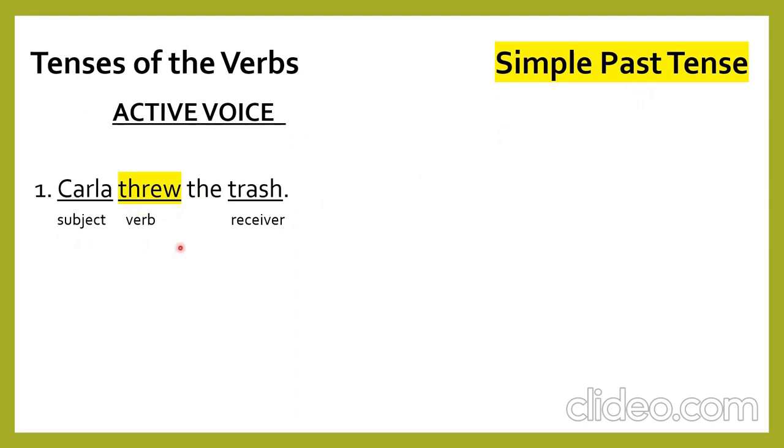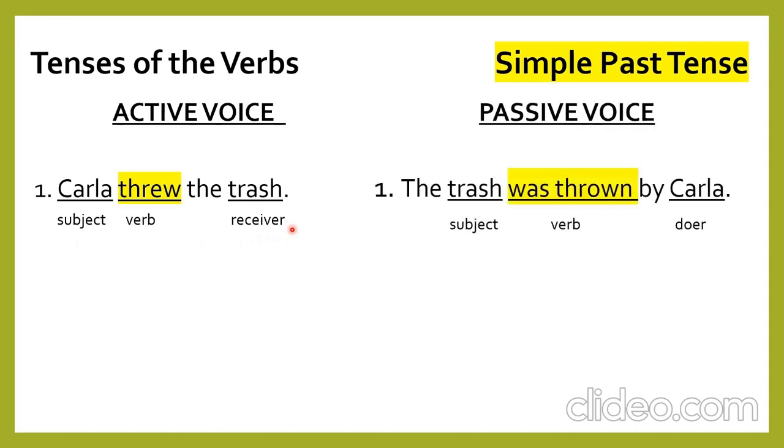And how are we going to convert it to passive voice? Look at this example. Carla will become the doer in the passive voice. And then the verb in past tense will become a past tense with auxiliary verb too. Since this is past tense, then the auxiliary verb has to be in past tense also, was. Why did we use was? Because the subject is singular. And then from past tense threw to the past participle thrown. I hope you got that one.